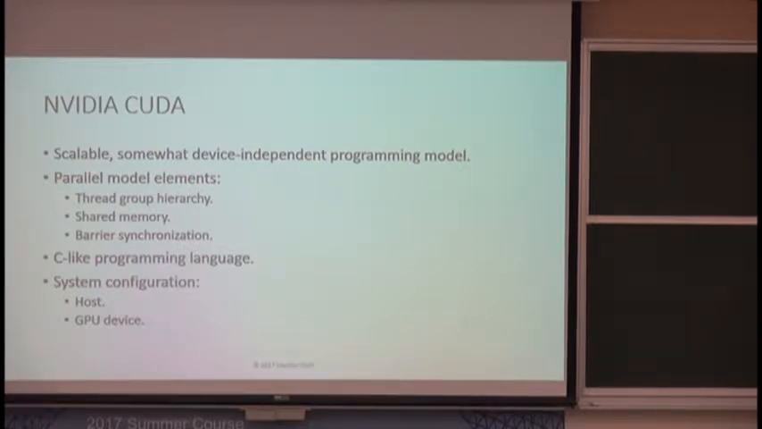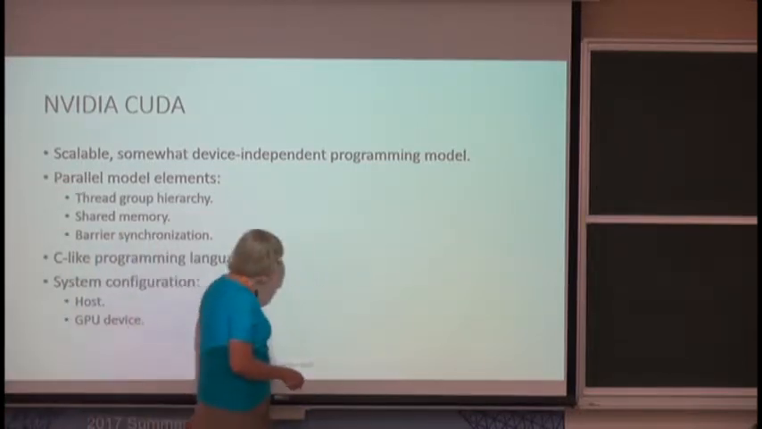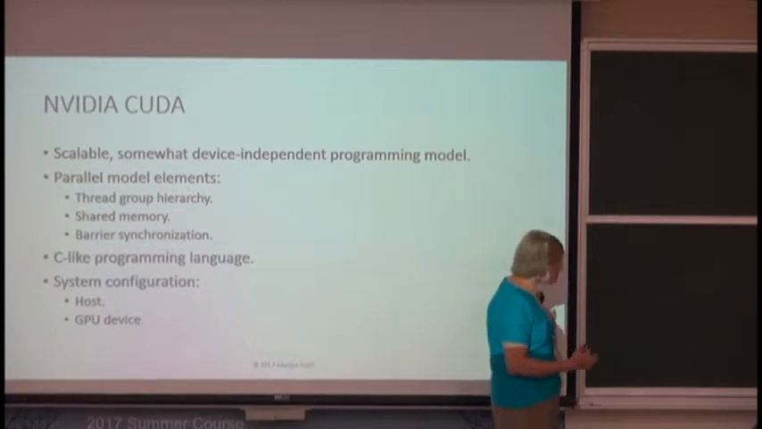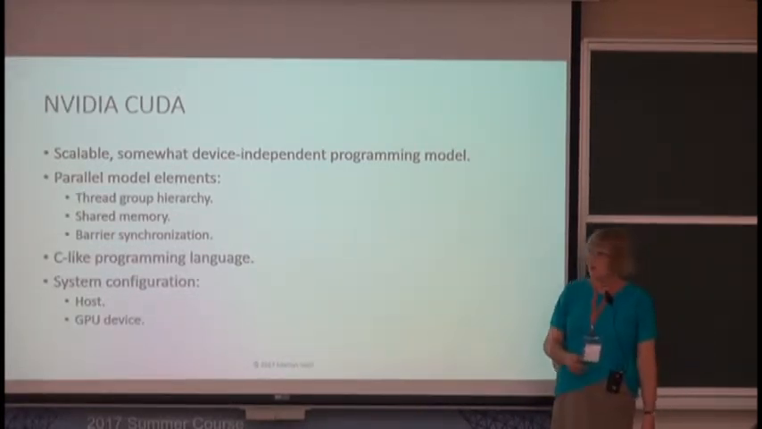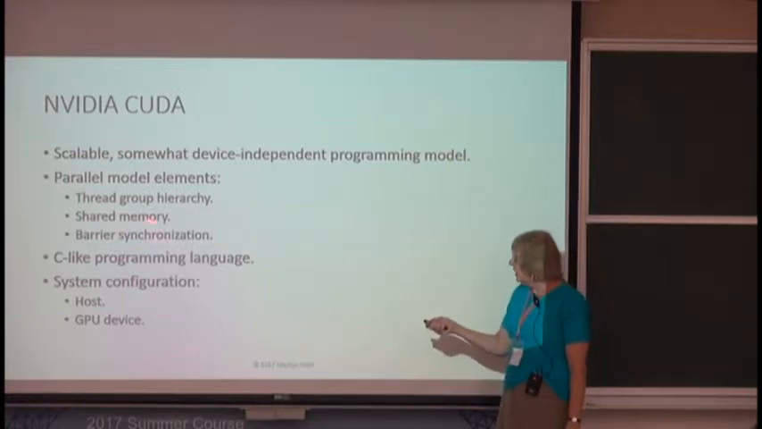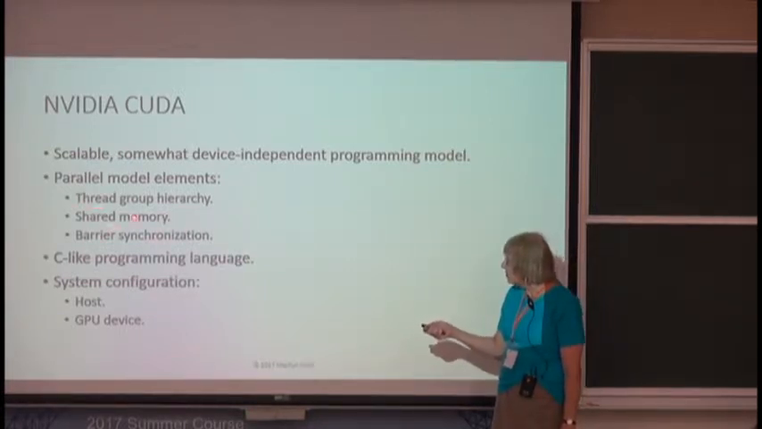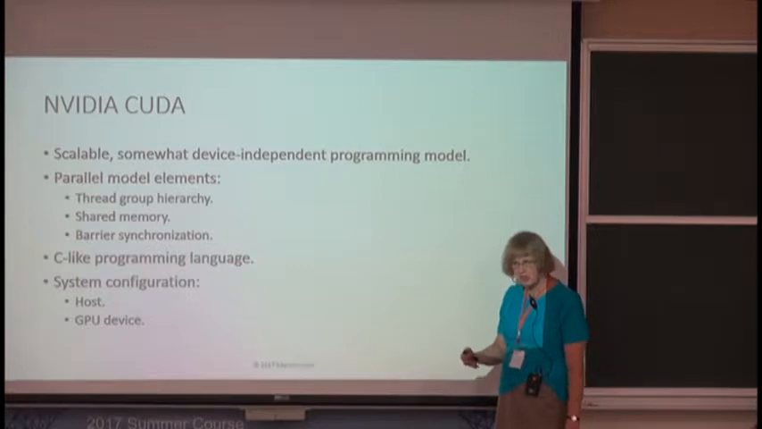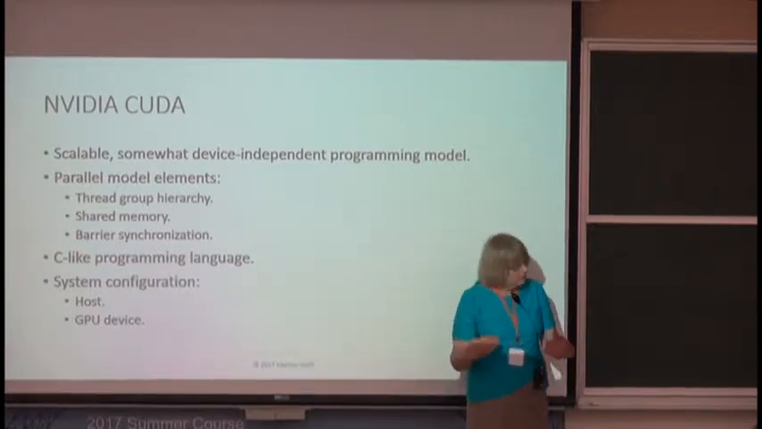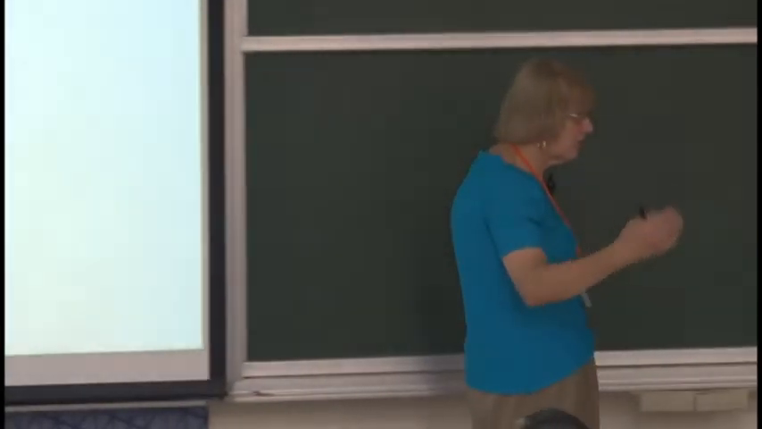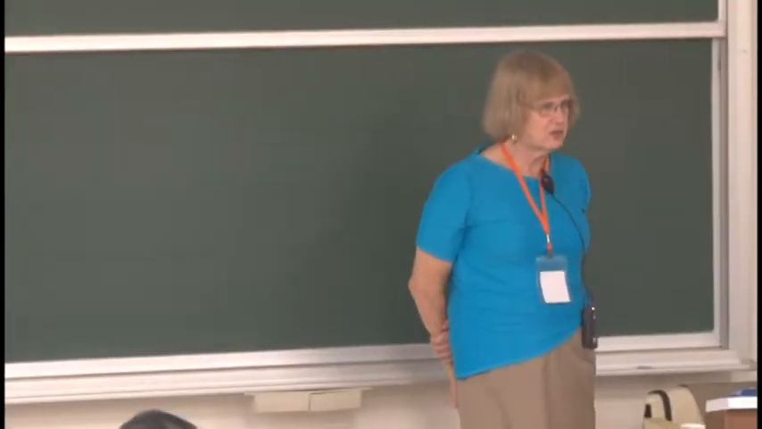So it has a hierarchy of groups of threads, which is what you need, because that's the way the GPU scheduling mechanism works. It has models for shared memory. There are different types of shared memory inside the GPU. And it has mechanisms to allow you to do barrier synchronization. What do I mean by barrier synchronization?